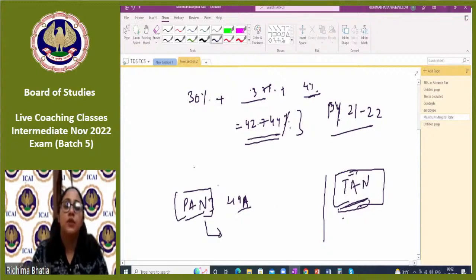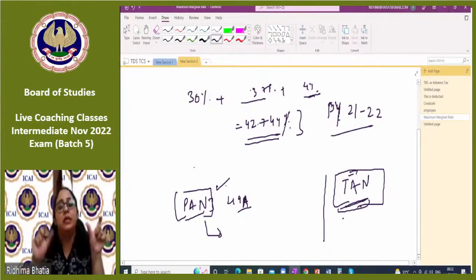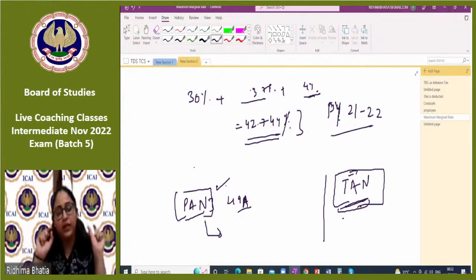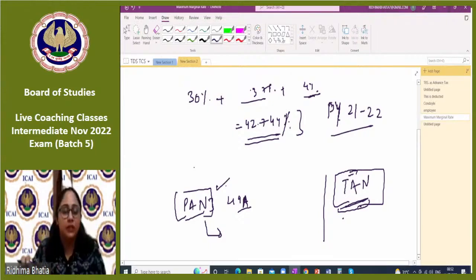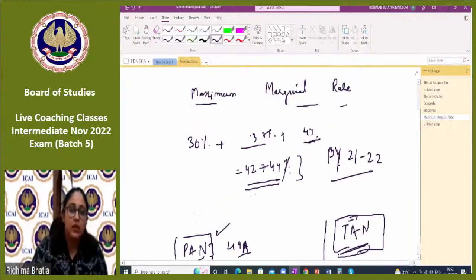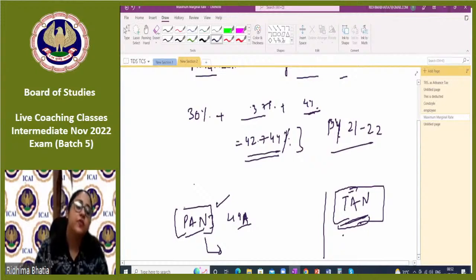ठीक है. He will collect from the deductee the PAN number, and when filing the return of income, the deductor will tell कि इस PAN के लिए इतना TDS मैंने डिपॉजिट कराया है, इस PAN के लिए इतना TDS डिडक्ट एंड डिपॉजिट है. ठीक है. And assessee files his return of income based on his PAN. PAN is your identification number. Maximum marginal rate clear हुआ.